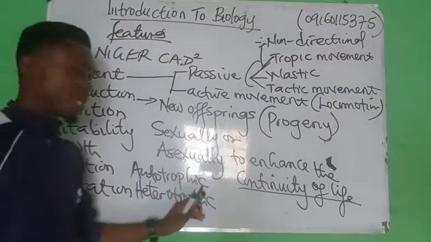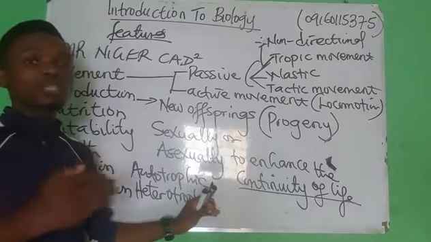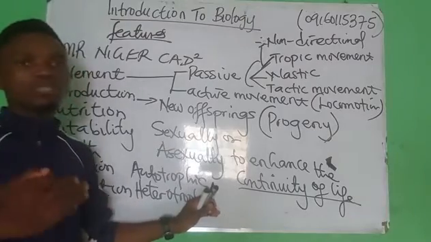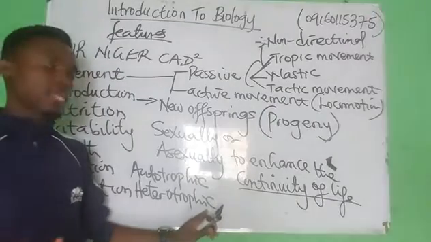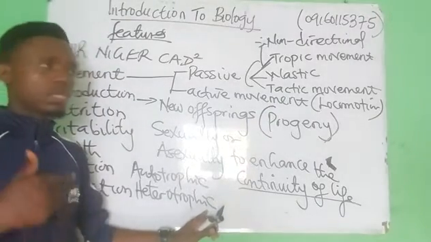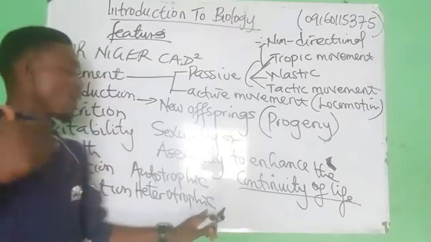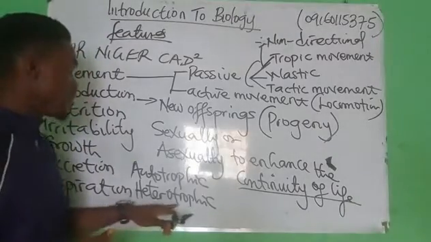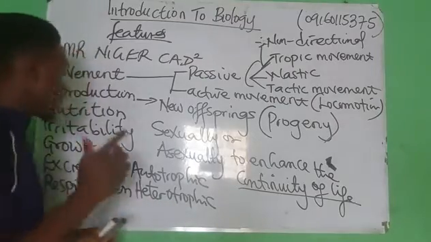Under autotrophic, we have two types: photosynthetic nutrition and chemosynthetic nutrition. Under heterotrophic, we have other four types like holozoic nutrition, saprophytic, mutualistic, symbiotic. All of these are divisions under heterotrophic nutrition. So that is for that.